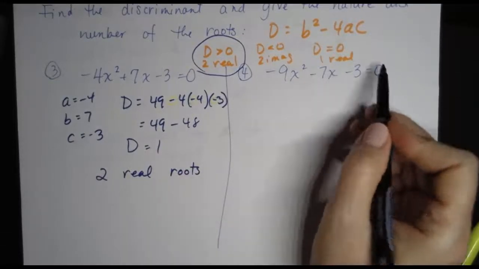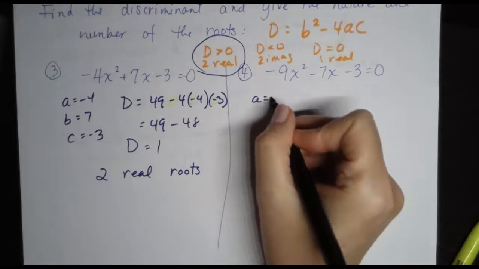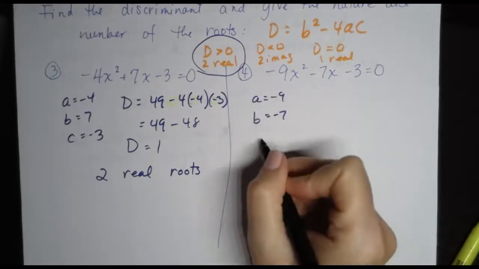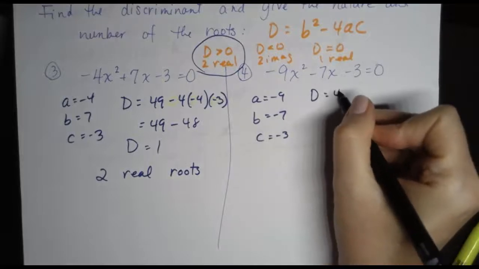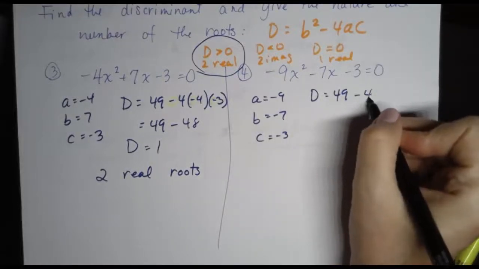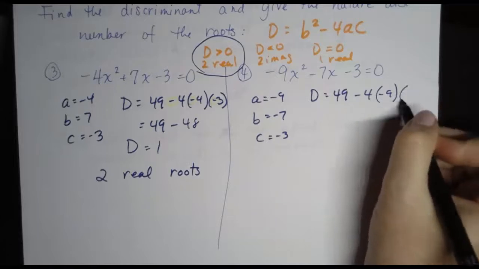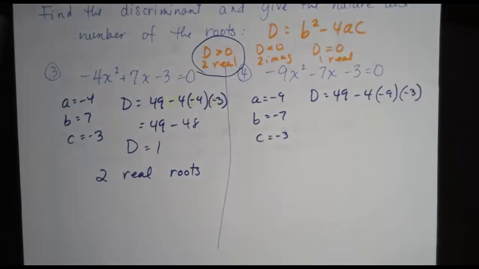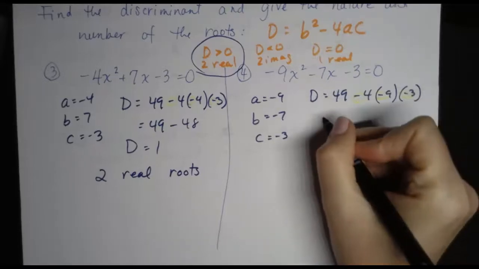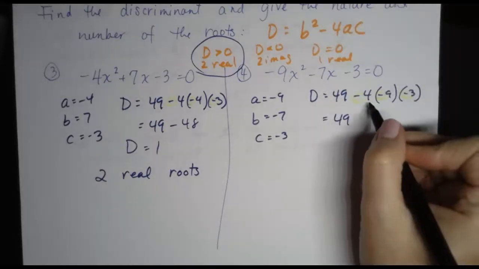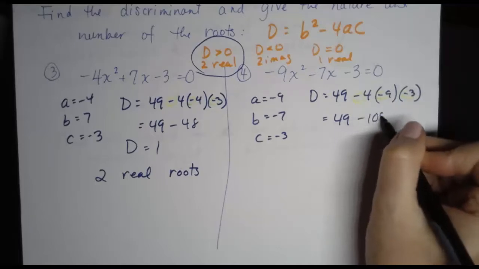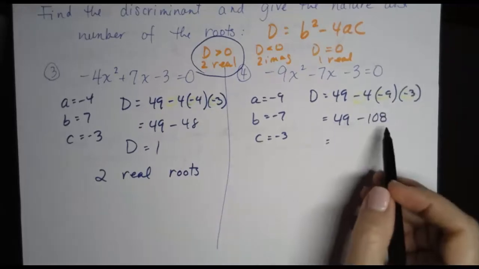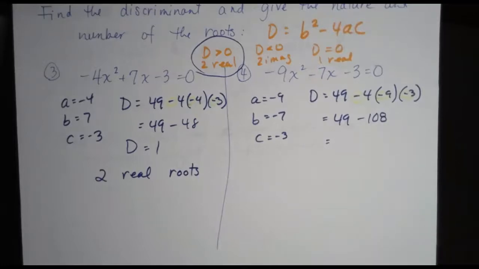Number 4, 2, 1, none. It's set up and ready. So A is -9, B is -7, C is -3. The discriminant is b squared, which is 49 again, minus 4 times -9 times -3. Again, there are 3 negative signs, so it will stay negative. So we end up with 49 minus, and we've got 36 times 3. 36 times 3 is -108.